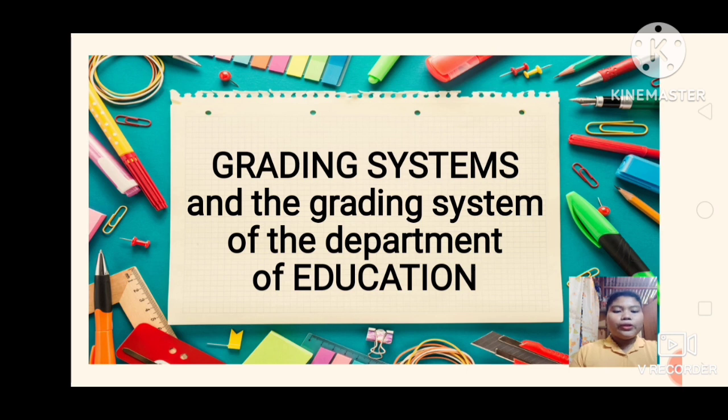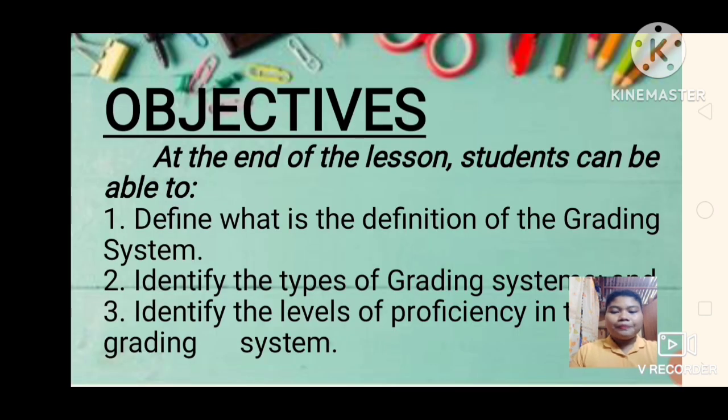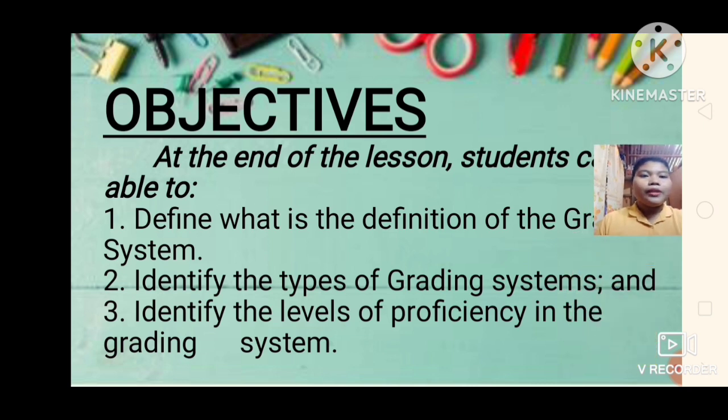But before we proceed to the actual lesson, let us first define the learning objectives. At the end of the lesson, students should be able to: first, define the grading system; second, identify the types of grading system; and third, identify the levels of proficiency in the grading system.